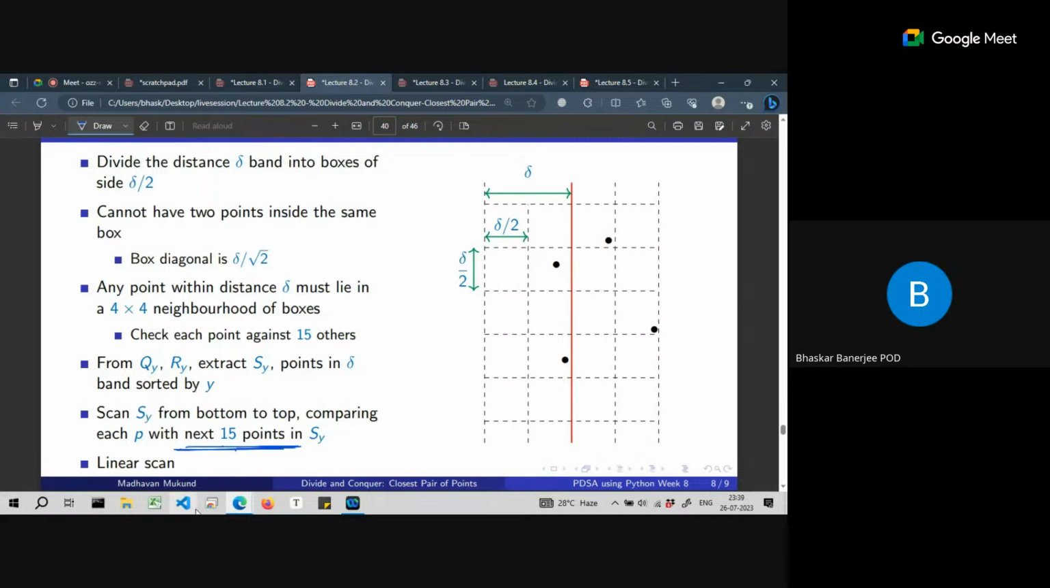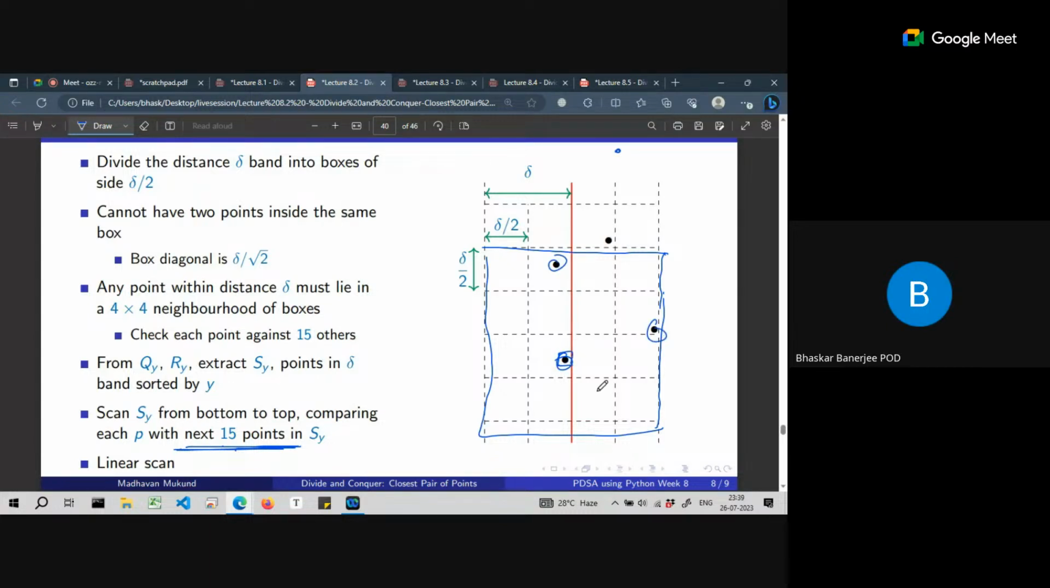Because it might so happen that the 15th point is somewhere much farther away. Why will I check that? Consider this point itself. How much should you consider? You should check till this region. How many points are there within this region? 3 points. Forget about this one, this is the one I am considering. Other than this, 2 points are there. So only these 2 points I will check.